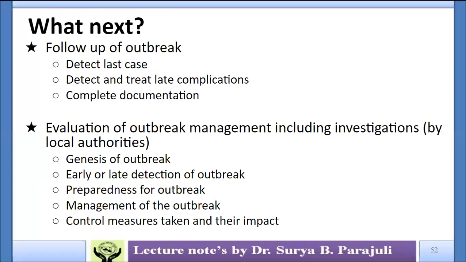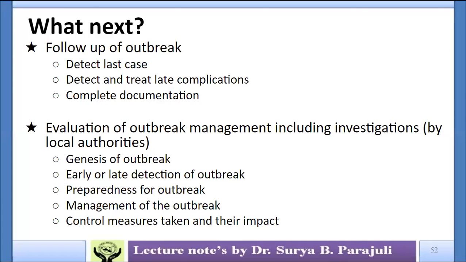What next? You need to follow the outbreak because there is a possible chance of a secondary wave of COVID. The media and experts are talking about the possibility of a secondary wave. So follow up the outbreak to prevent secondary waves: detect the last case, detect and treat late complications, and complete the documentation. In our neighboring country China, where the outbreak started, they have already had a secondary wave. Even in Japan they have a secondary wave. So we need to be very cautious.